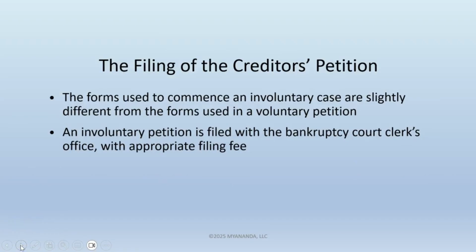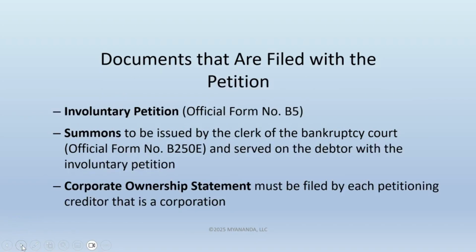The filing of the creditor's petition works like this. They use the forms to commence an involuntary case, but they are slightly different from the forms in a voluntary petition. An involuntary petition is filed with the bankruptcy court clerk's office with the filing fee. The involuntary petition form is B5. Summons is to be issued by the clerk of the bankruptcy court.